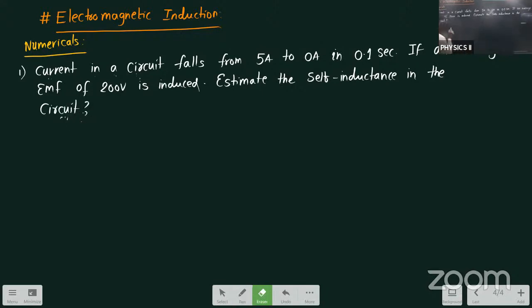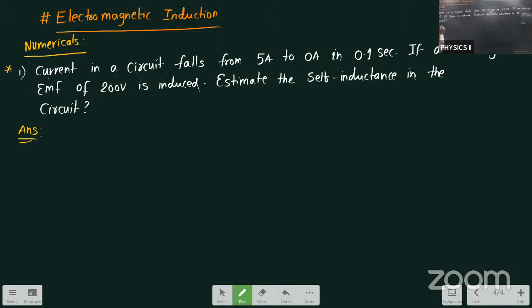See how you are supposed to answer this. First of all, write down the given quantities. What are the given quantities here? Very important numerical. You can see the previous year question paper. You will be seeing this question there. I think it will be around the 16th or 17th question you can find in your previous year question paper. So what are the things given here?